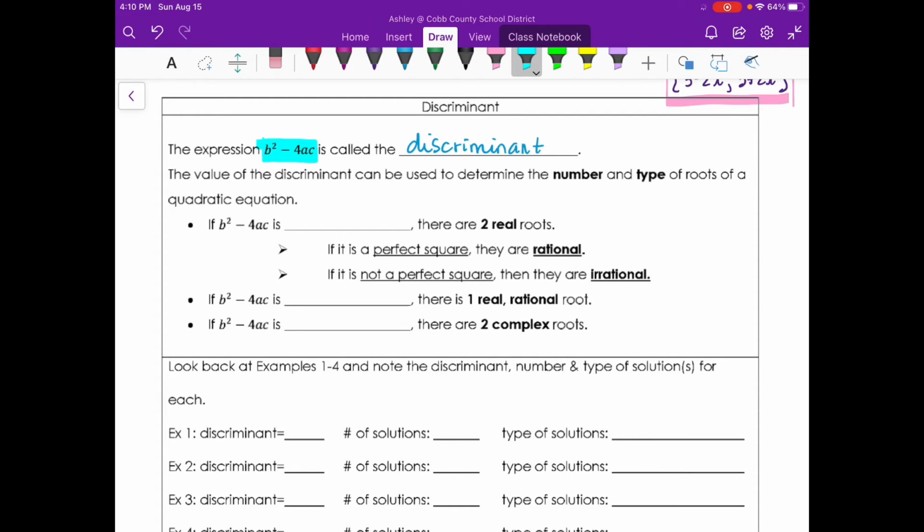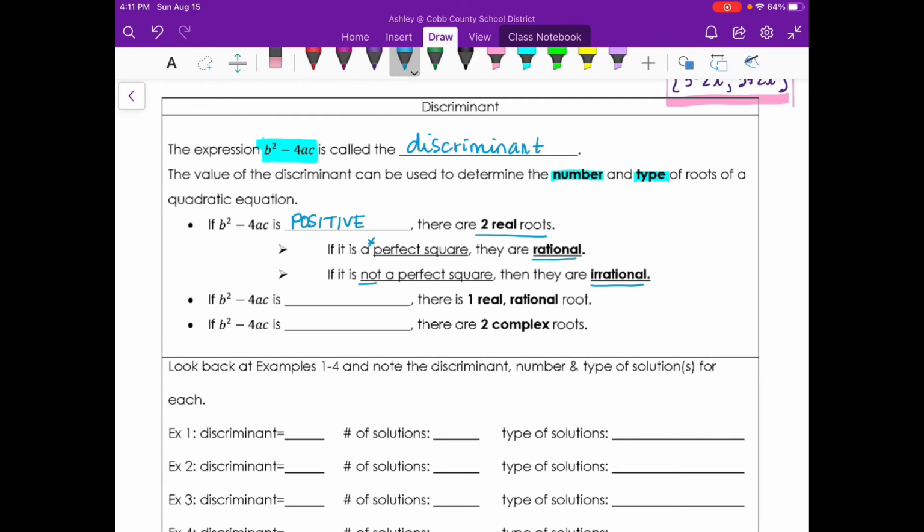The value of the discriminant can be used to determine the number and the type of the roots of a quadratic equation. If the value of b squared minus 4ac, again, the number that is inside the radical, is a positive number, then we will have two real roots. And to go a little further with that, if it's a perfect square, then you'll have two nice rational solutions. And if it is not a perfect square, you will have irrational solutions.